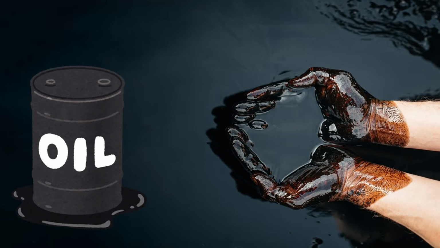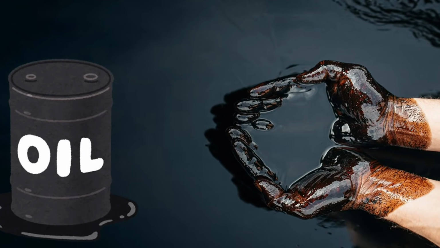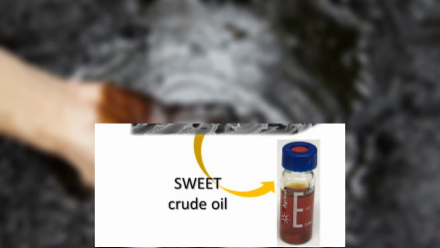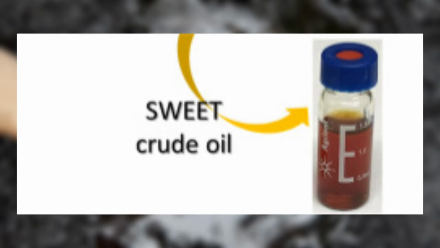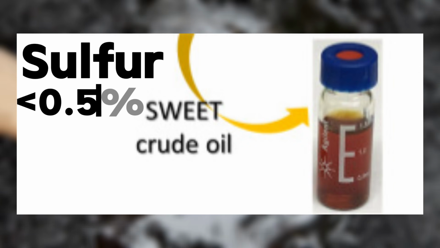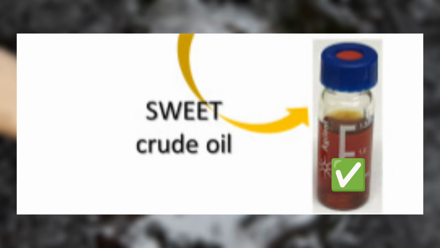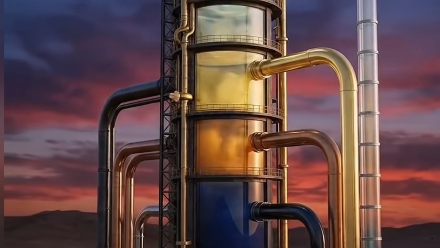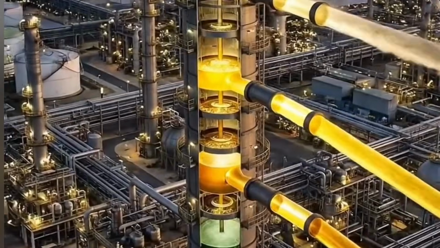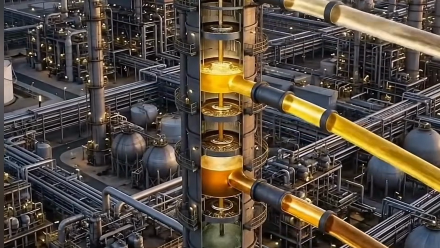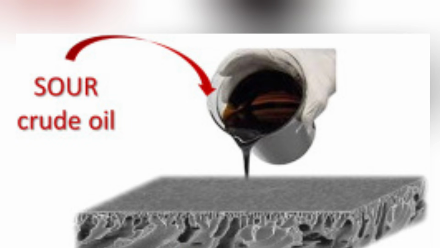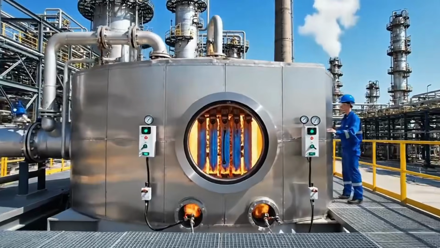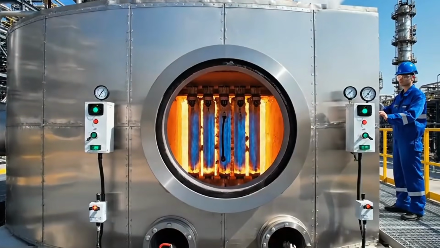There are 2 types of crude oil based on the amount of sulfur: sweet crude oil and sour crude oil. Oil with a sulfur content below 0.5% is called sweet crude oil. This oil is relatively environmentally friendly and easy to refine. On the other hand, oil with a high sulfur content is called sour crude oil. This type of oil is difficult to refine.